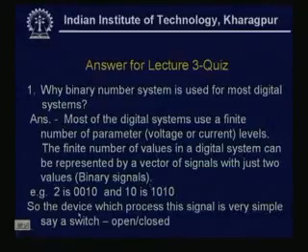And the device which processes this signal is very simple to implement, say a switch. Either 0 or 1 means switch on or off, or open or closed. So, that is why the binary number system is mainly used for most digital systems.